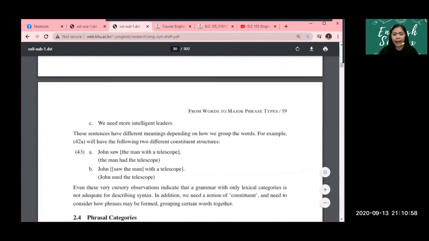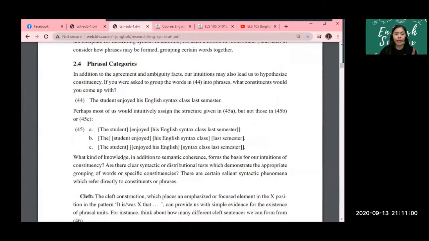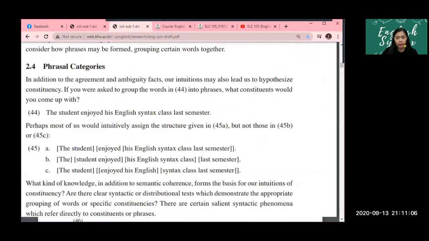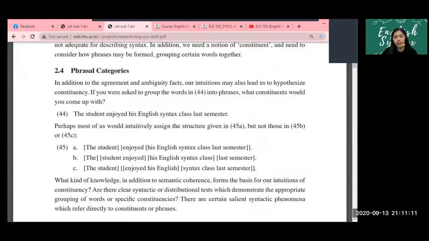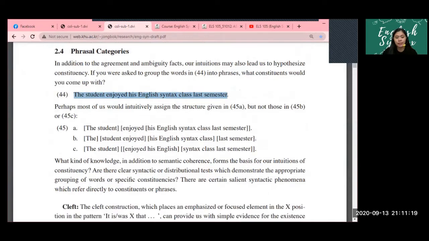So we have different ways to identify those phrasal categories which are present in a sentence. Let's start first with this one. We have here an example: The student enjoyed his English syntax class last semester. In this sentence, there are certain constituents that you can locate, depending on the length, rather, the number of words in that phrase or constituent.